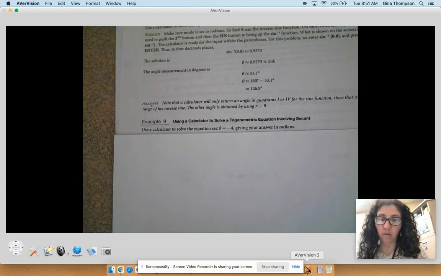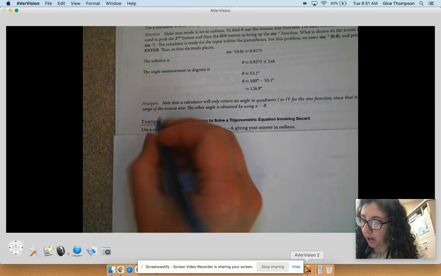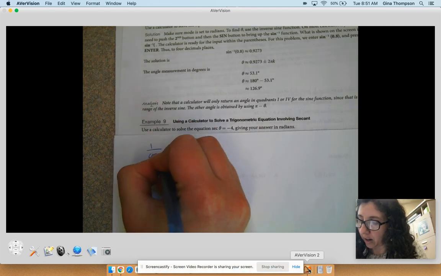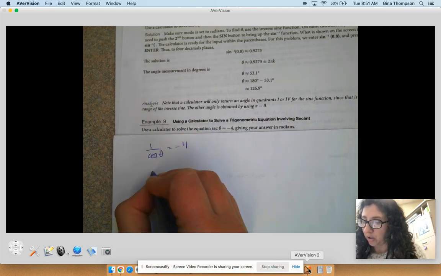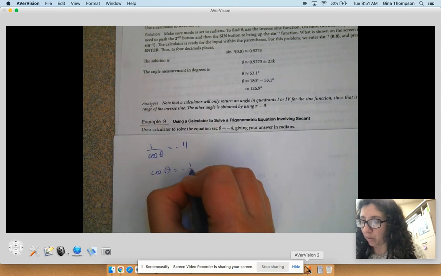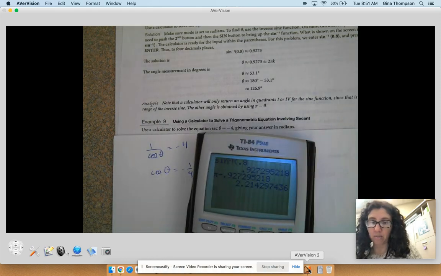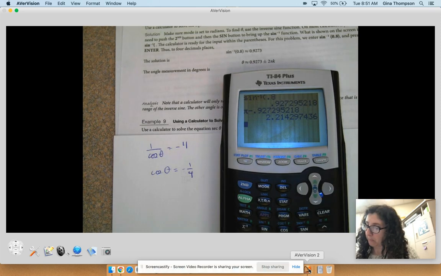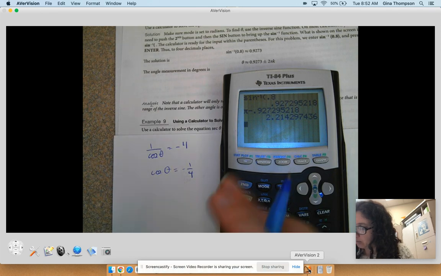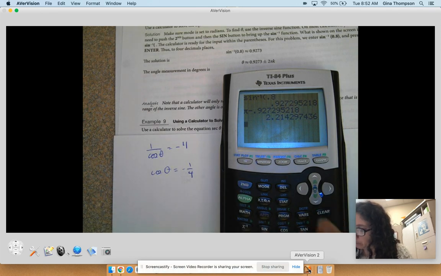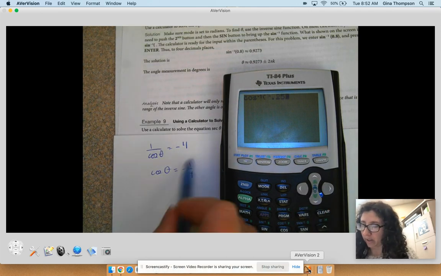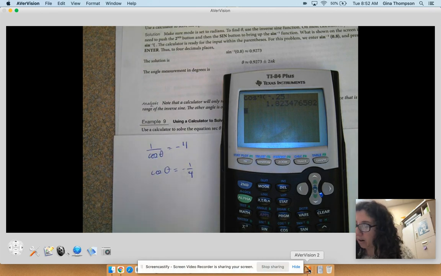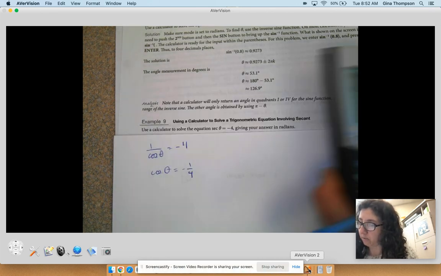Secant equals -4. Okay, so I'm going to write this as 1 over cosine theta equals -4. So cosine of theta equals -1/4. That's not on my table. So where can I put this so you can see it best? There. All right, so I'm going to use my calculator here. So I'm going to say inverse cosine of -0.25. Right? You could do it as 1/4, whatever. All right, so that's going to give me my first solution.